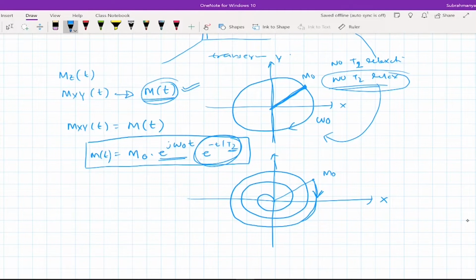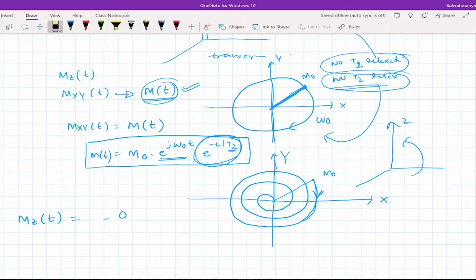Okay, then let's also write the expression for the magnetization along the z direction. What would happen to that? Say you consider a case where you tipped it completely to the xy plane. Because of this T1 relaxation, this would be brought back to the z axis.